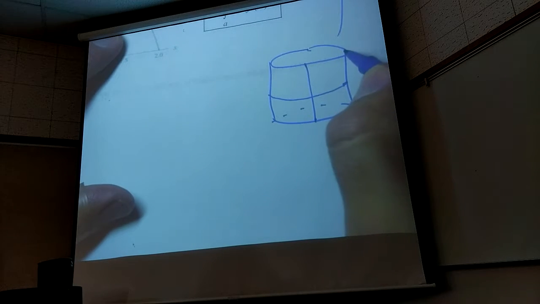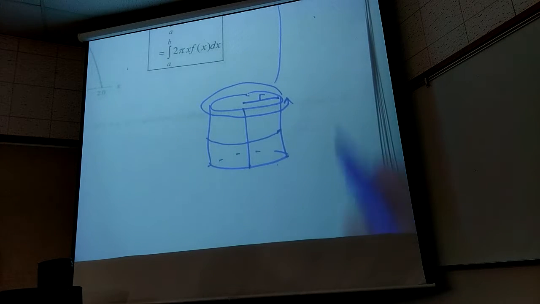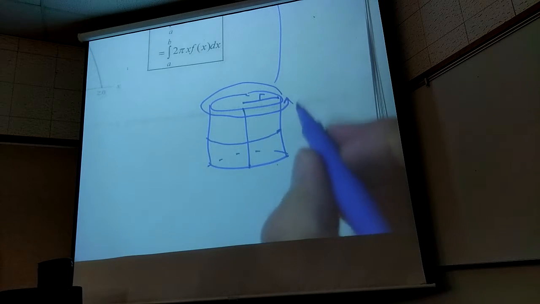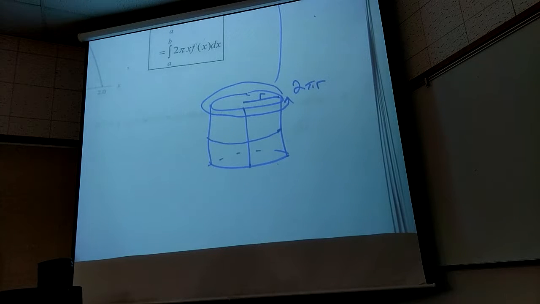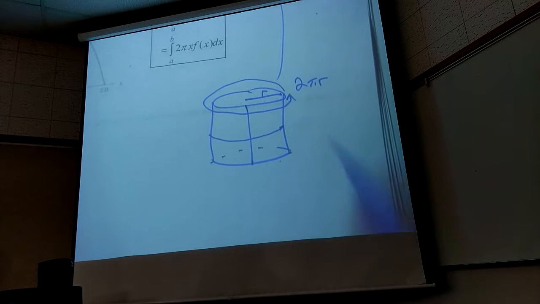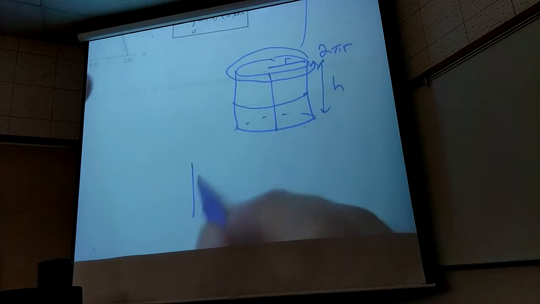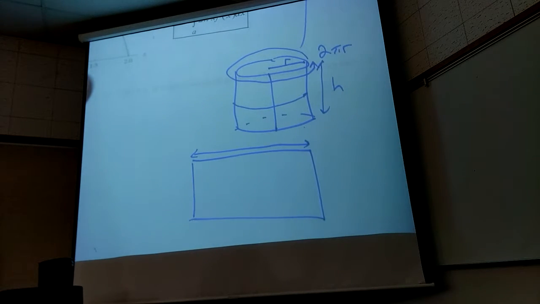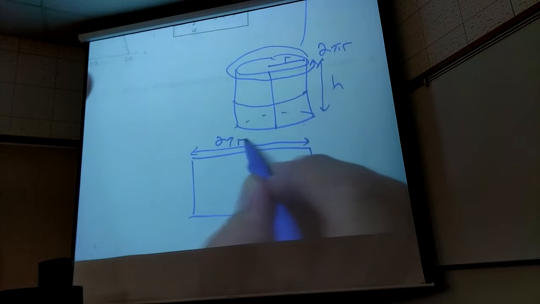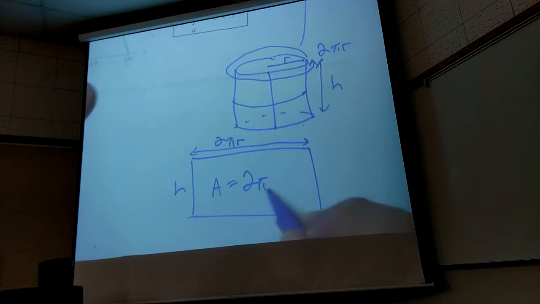Well, real quick, somebody help me out. How far around is this? How far around is that? How long? Circumference, sure. 2 pi r, thank you. So I need a formula for it. And how tall is this? We'll call it h. So if I unfold this into a rectangle, how long is this? It's 2 pi r. And it's still how tall? h. So what is the area of this? 2 pi r h.